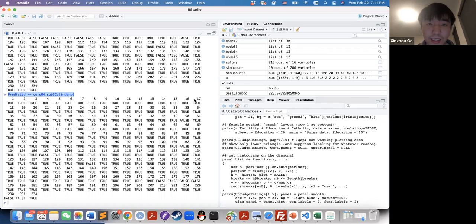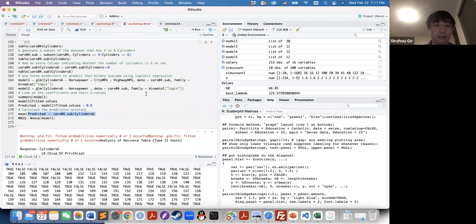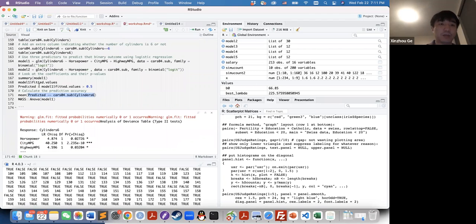I guess would you always say fitted values greater than 0.05? So if we are doing binary prediction, we always use 0.05 as the threshold. If the fitted value is greater than 0.05, it means that we predict the response to be true for the binary response. We predict it as true if the probability is greater than 0.05, and we predict it to be false if the probability is smaller than 0.05. Okay, thank you for the question.